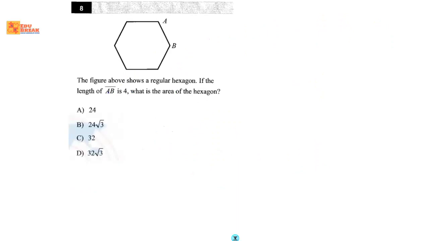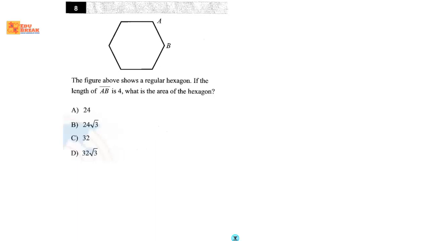Question 8. The figure above shows a regular hexagon. If the length of line segment AB is 4, what is the area of the hexagon? Okay, you know that the hexagon has 6 equilateral triangles with sides equal to 4. So we have 6 equilateral triangles.